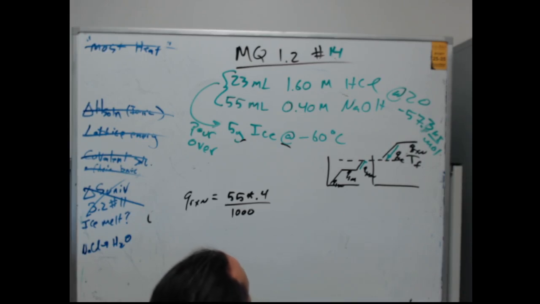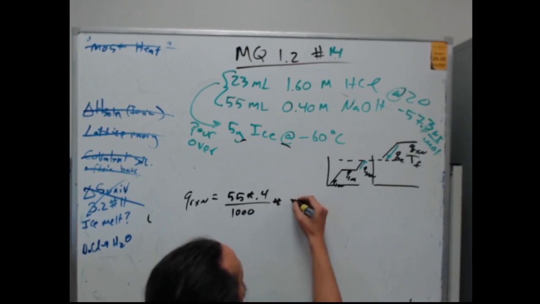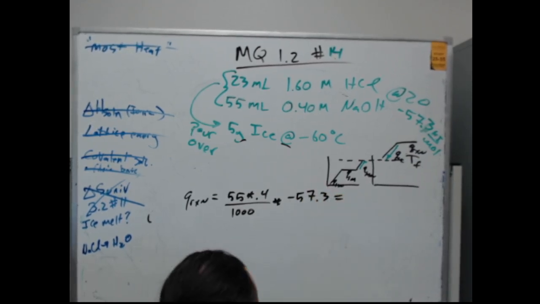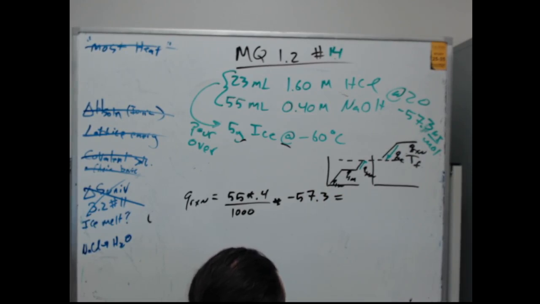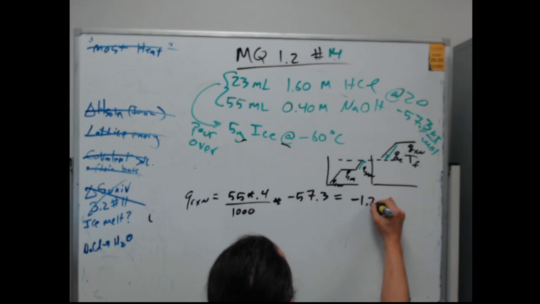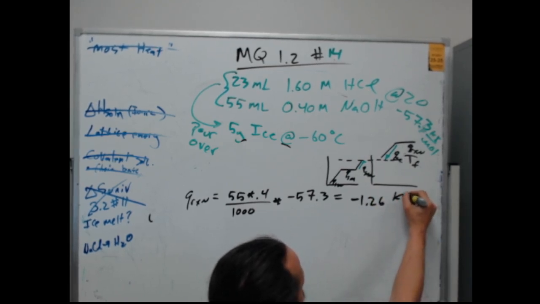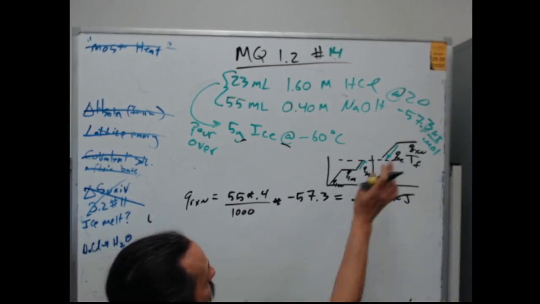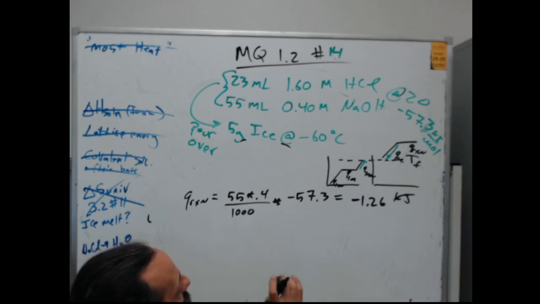The delta H of this is going to be negative 57.3. That's going to give me my Q reaction: 55 times 0.4 divided by 1,000 times 57.3. I'm going to get negative 1.26 kilojoules. Another one that I feel pretty comfortable with, so that's my reaction one, exothermic, as I expected.